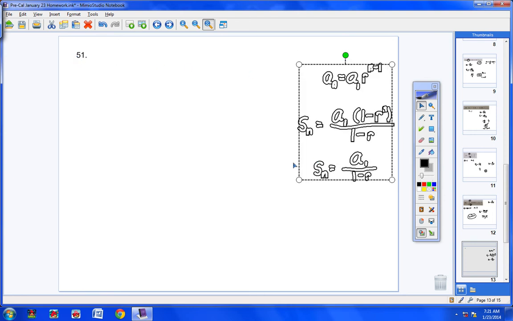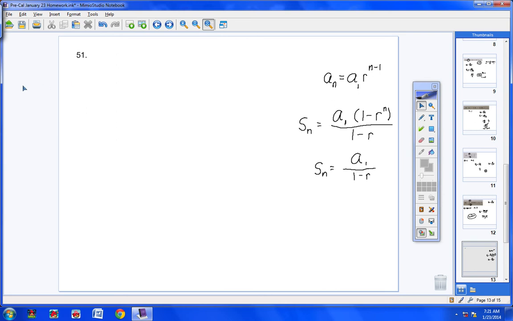Let's read number 51. You're offered a job for the month of February, so there's 28 days. You'll be paid 1 penny the first day. It doubles the second day, doubles the third day, and so on. So you're doubling your previous day's salary. How much would you earn together at the end of those 28 days?